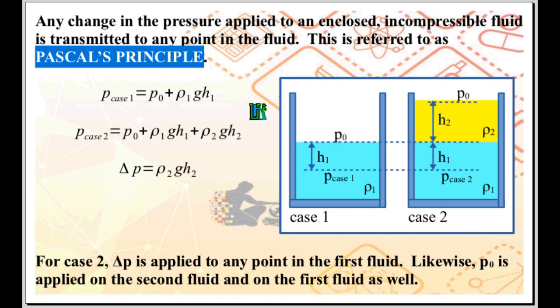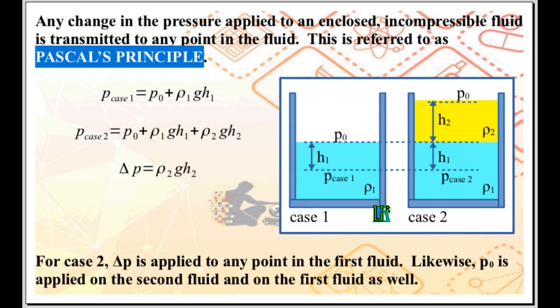We could look at this equation in terms of Pascal's principle. P naught is applied on this point of the fluid. In turn, it is applied at all points inside the fluid. It is applied here at this point, and at this point. Therefore, at depth H1, P naught is also applied.